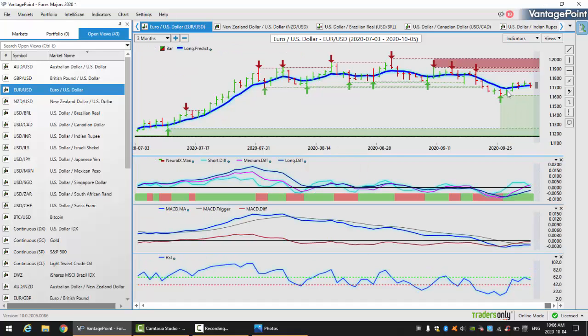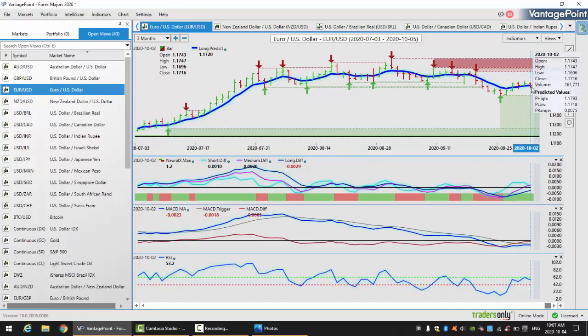If we click on our F8 here, we can see again when this move actually started. We had support building at the 116 level, then the market crossed over the VantagePoint predicted moving average, and it has managed to stay above that level for 4 days in a row. So there's enough meat on the bone for both bulls and bears on this particular pair.